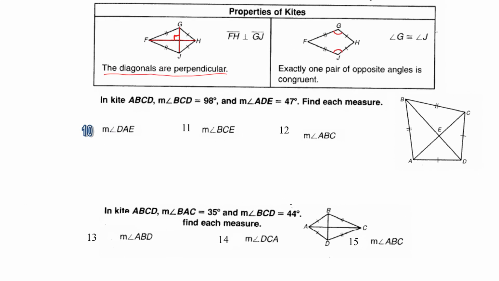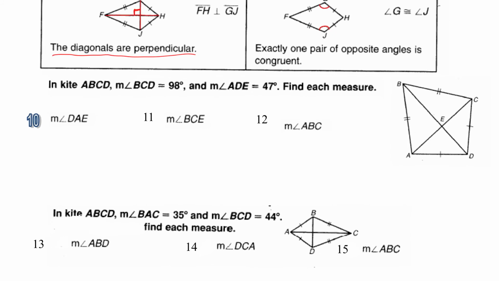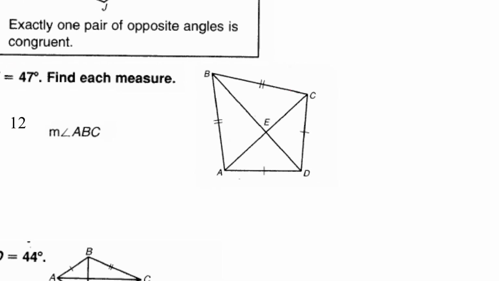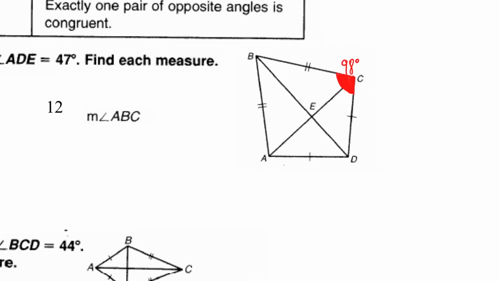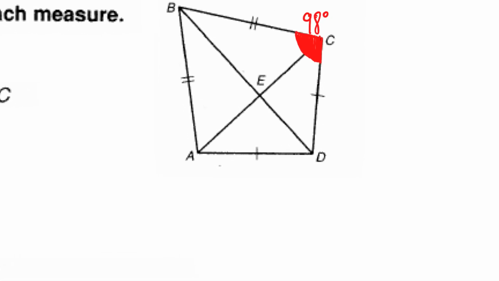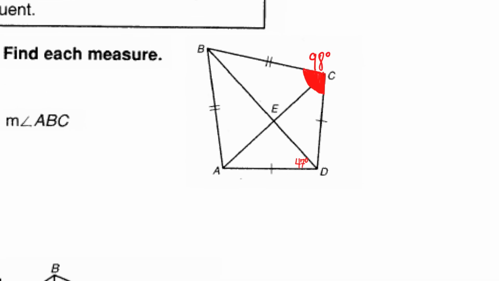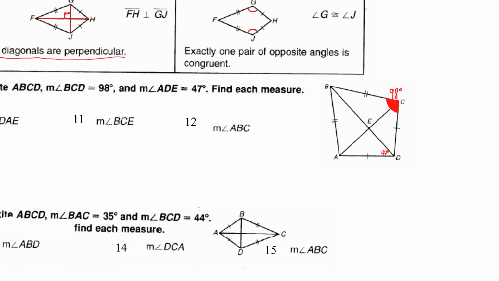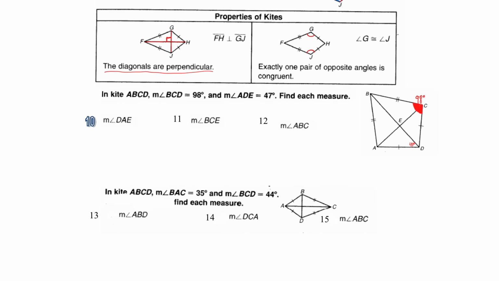So on this one, it says in a kite ABCD, angle BCD is 98. So BCD is this whole angle right here. So this whole angle is 98 degrees. And then the other thing it tells us is that angle ADE is 47. And so ADE is this angle right here. That one's 47. Okay, so that's all they give to us. Now we've got to find these 3 angles.